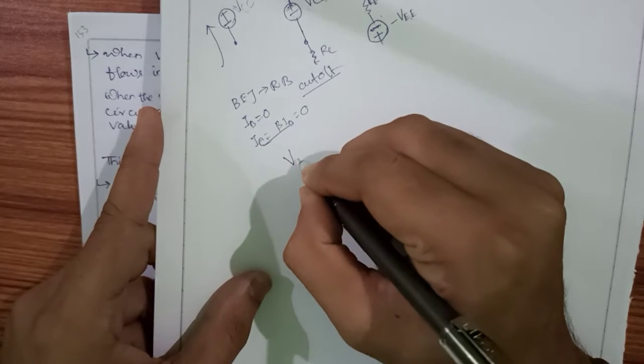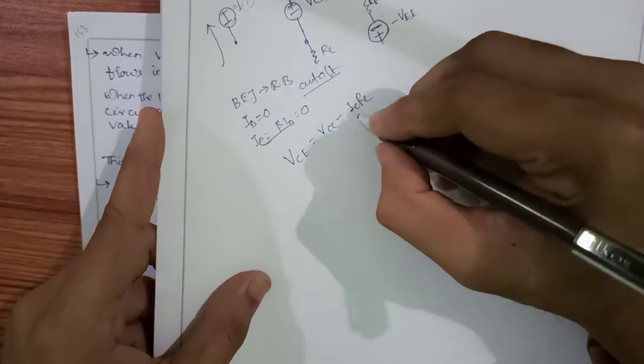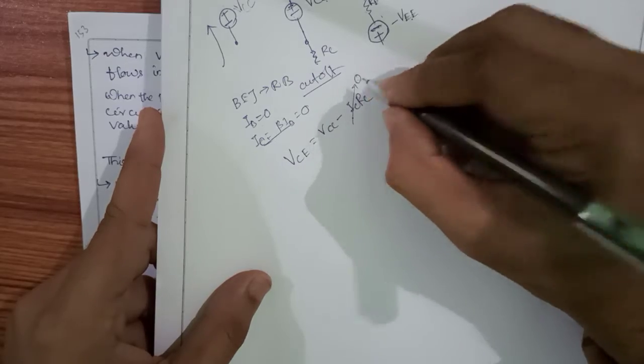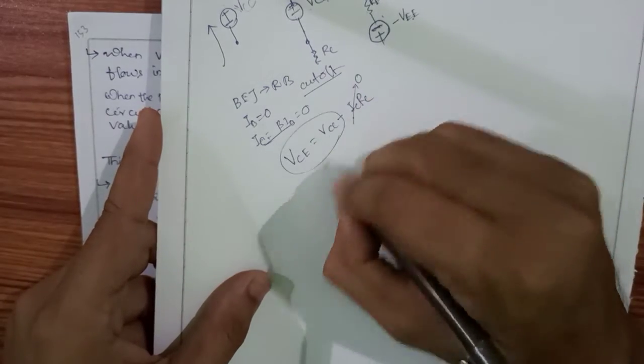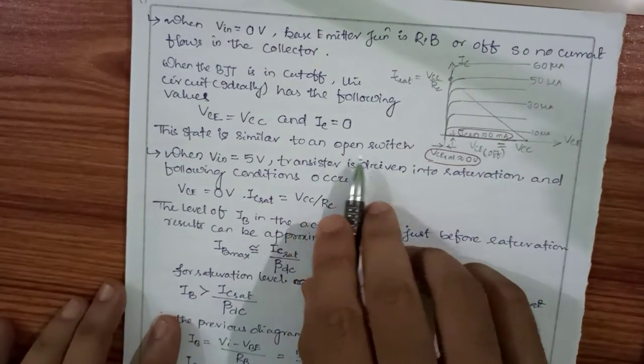How does it form? We know the equation for this characteristic graph: VCE is nothing but VCC minus ICRC. As this IC becomes 0, this ICRC becomes 0, then our VCE becomes VCC. This is for the cutoff region. So this is called an open switch.